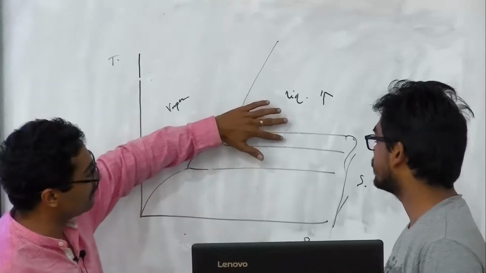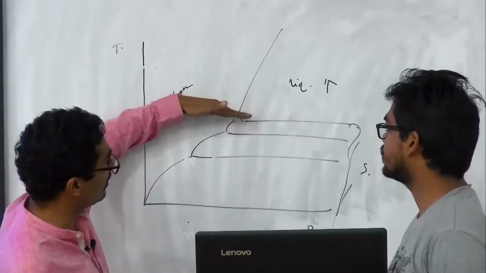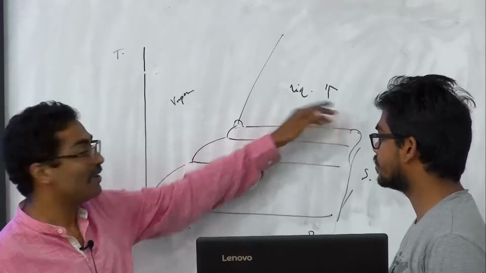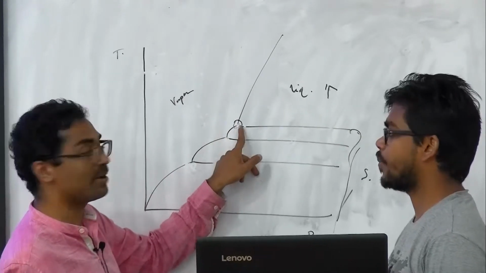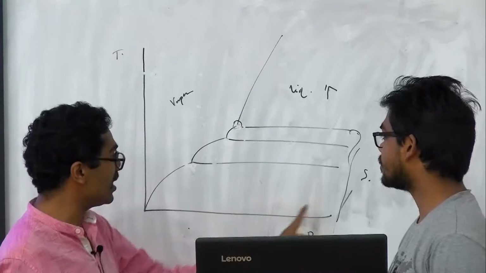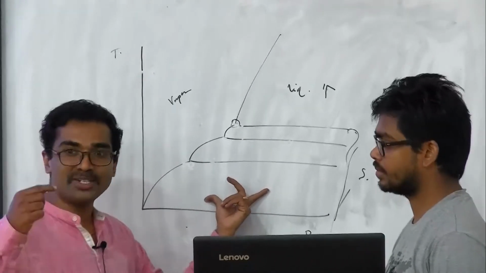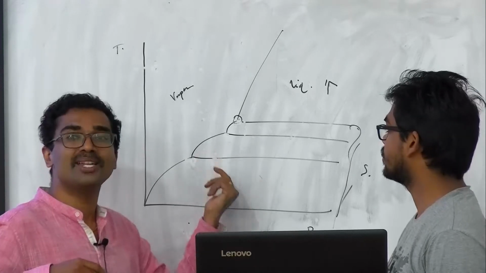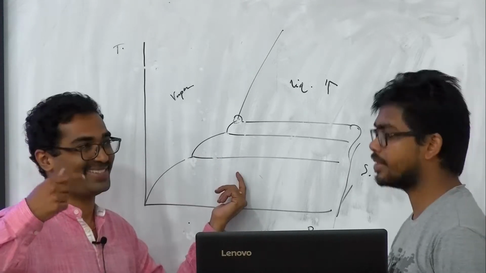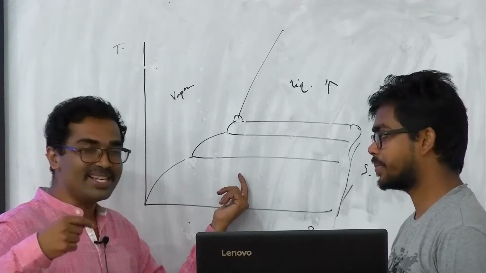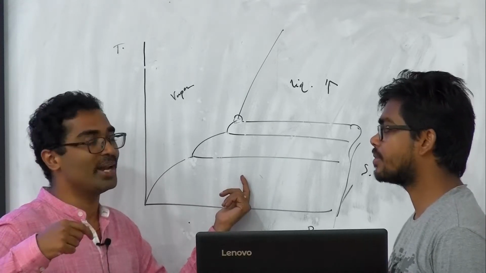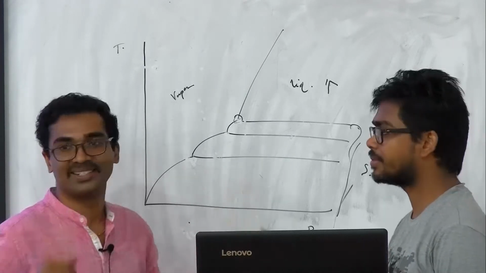So, what did you notice? If there are two phases in equilibrium with one another, you have a line. If you have three phases in equilibrium with one another, you have a point. If you have just one phase, you have a two-dimensional region. So, the dimensionality reduces as the number of phases in equilibrium increases. All right? This results in a very important rule and that's called the Gibbs phase rule.